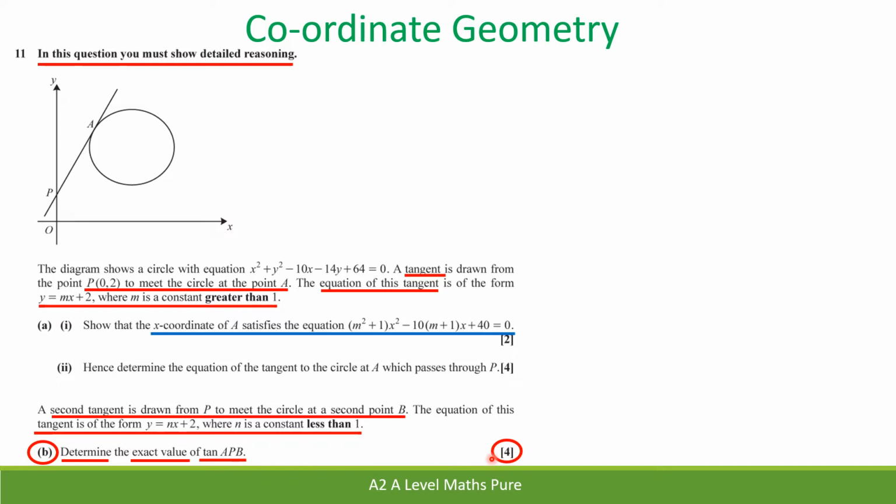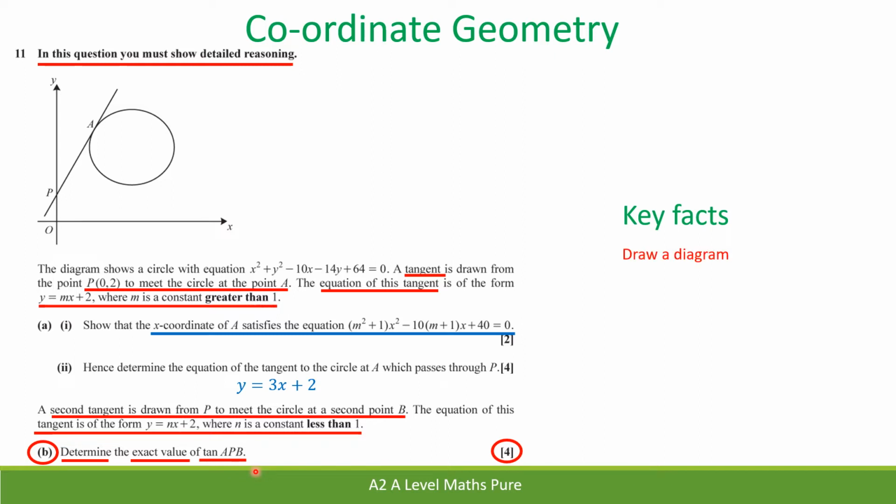Now in part A, you've already worked out (m² + 1)x² − 10(m − 1)x + 40 = 0. So we're going to have to use that equation to help us work this out. And in part 2, you should have worked out that y = 3x + 2. Again, we're going to be using this information to help us work out the angle tan of APB. So our key facts.